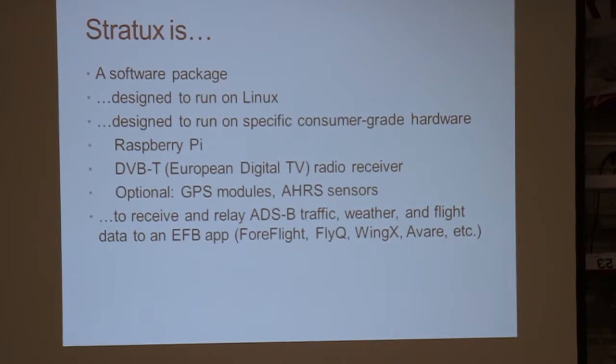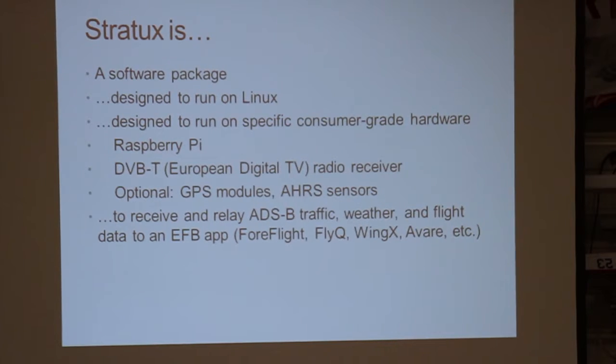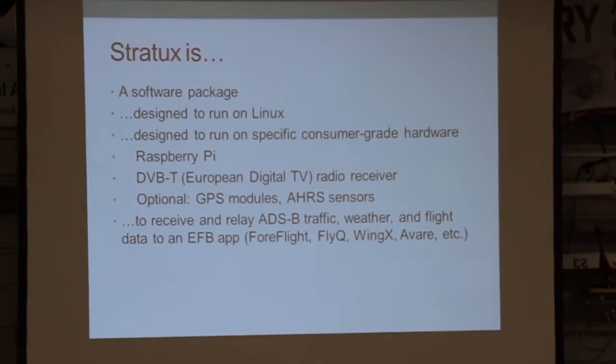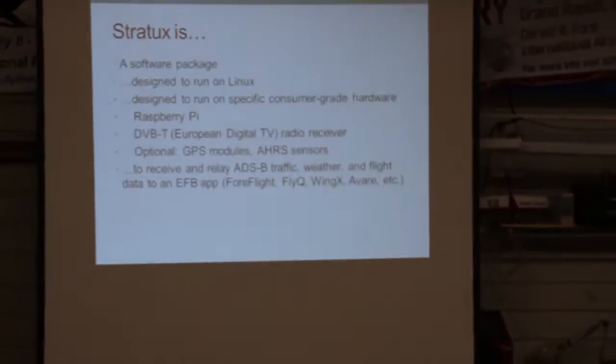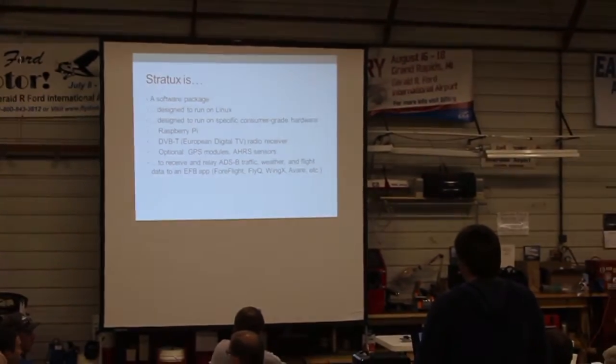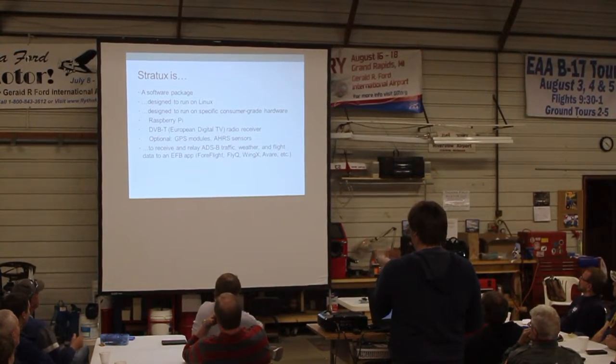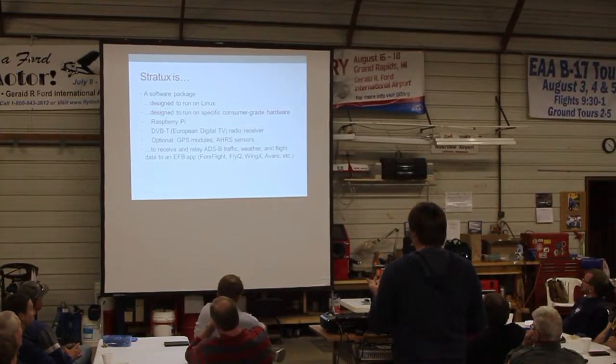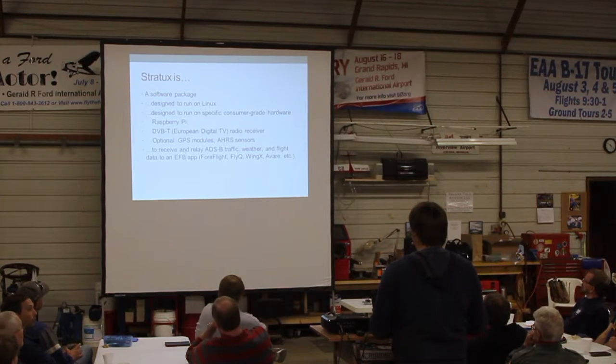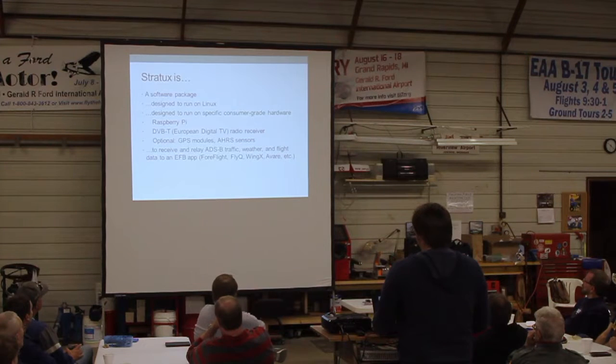Optional is GPS modules. A lot of people are using this. We have this $15 GPS. It gets WAAS and gives really accurate GPS positions. We have AHRS sensors. We're still working on AHRS. The whole purpose is just to relay traffic, weather, and flight data to an EFB. ForeFlight, FlyQ, WingX are there.